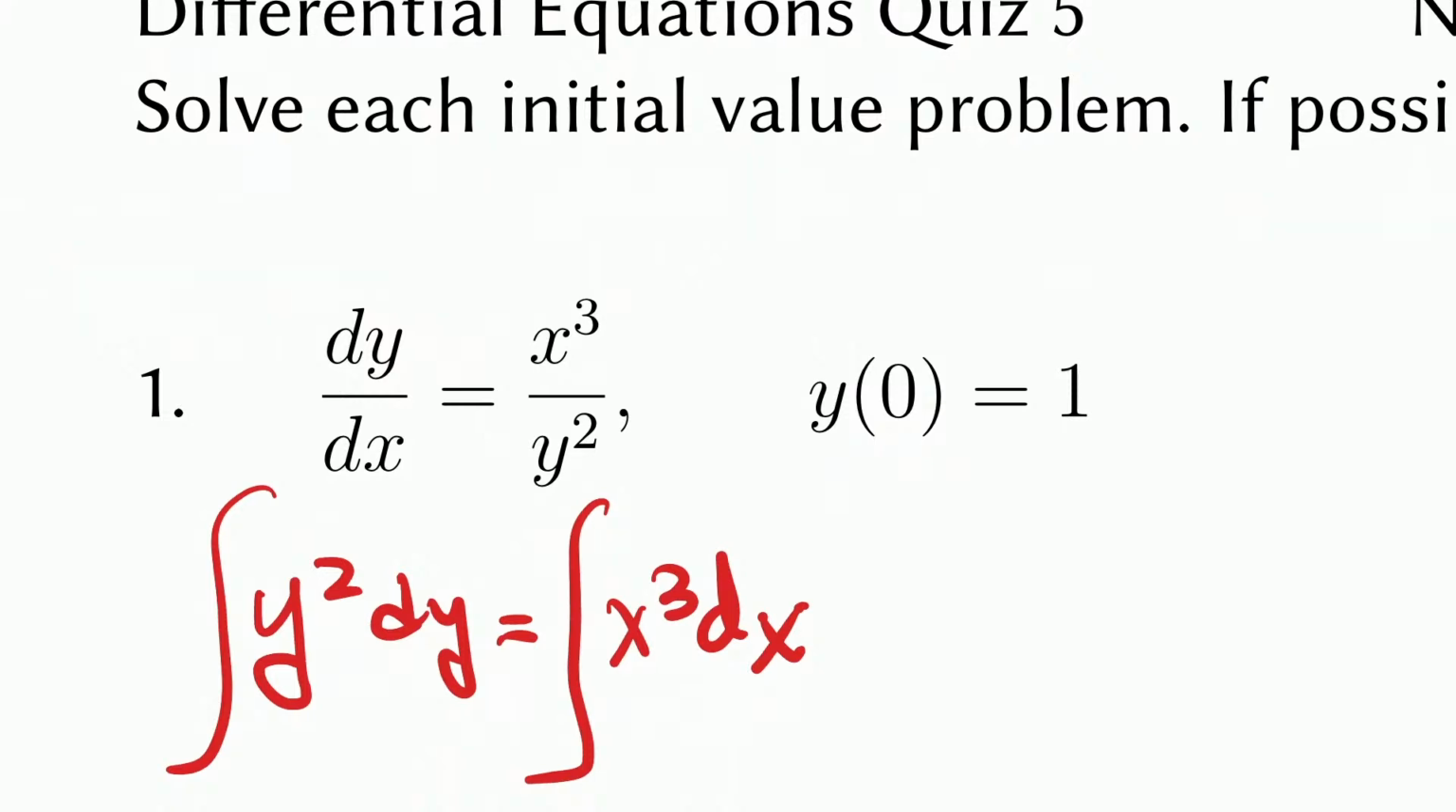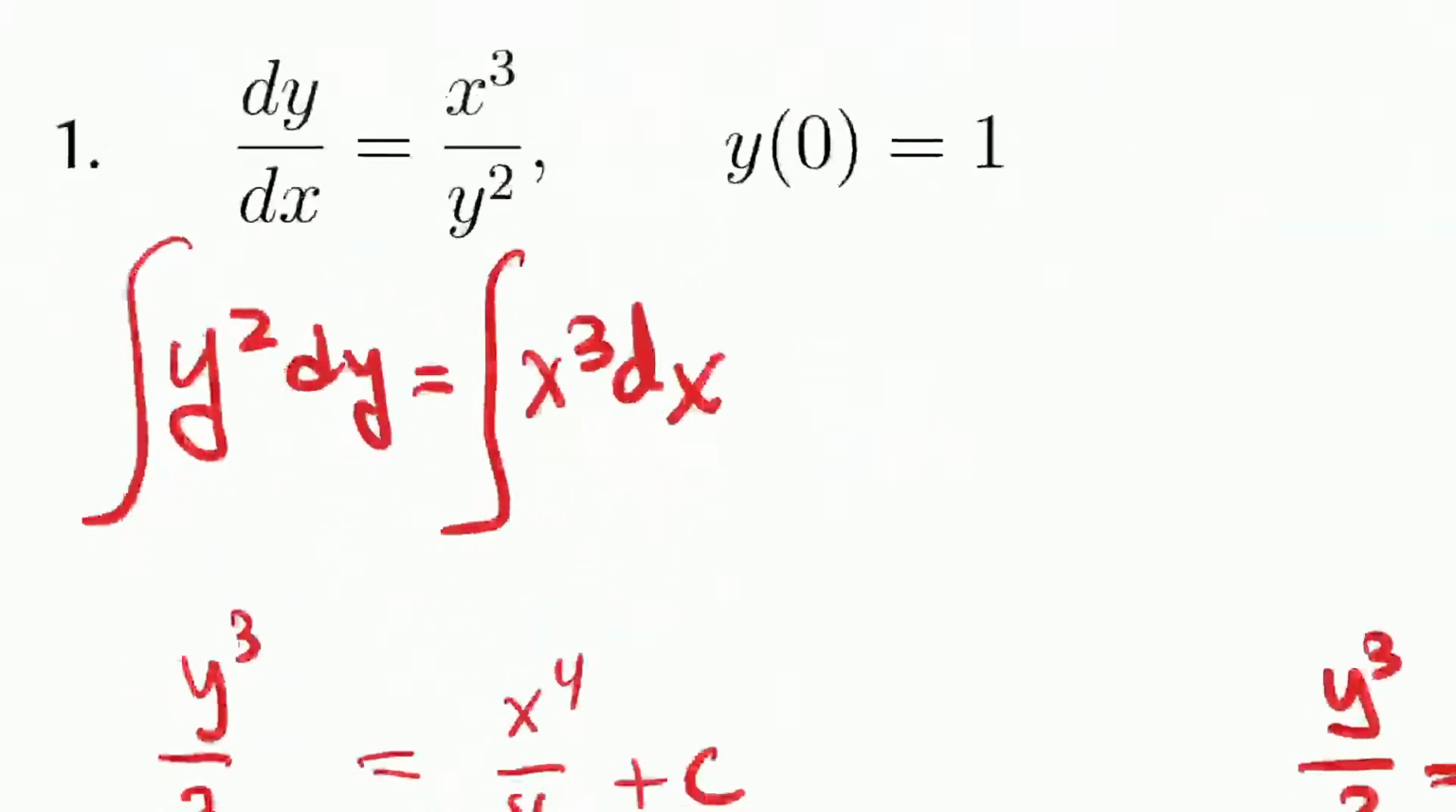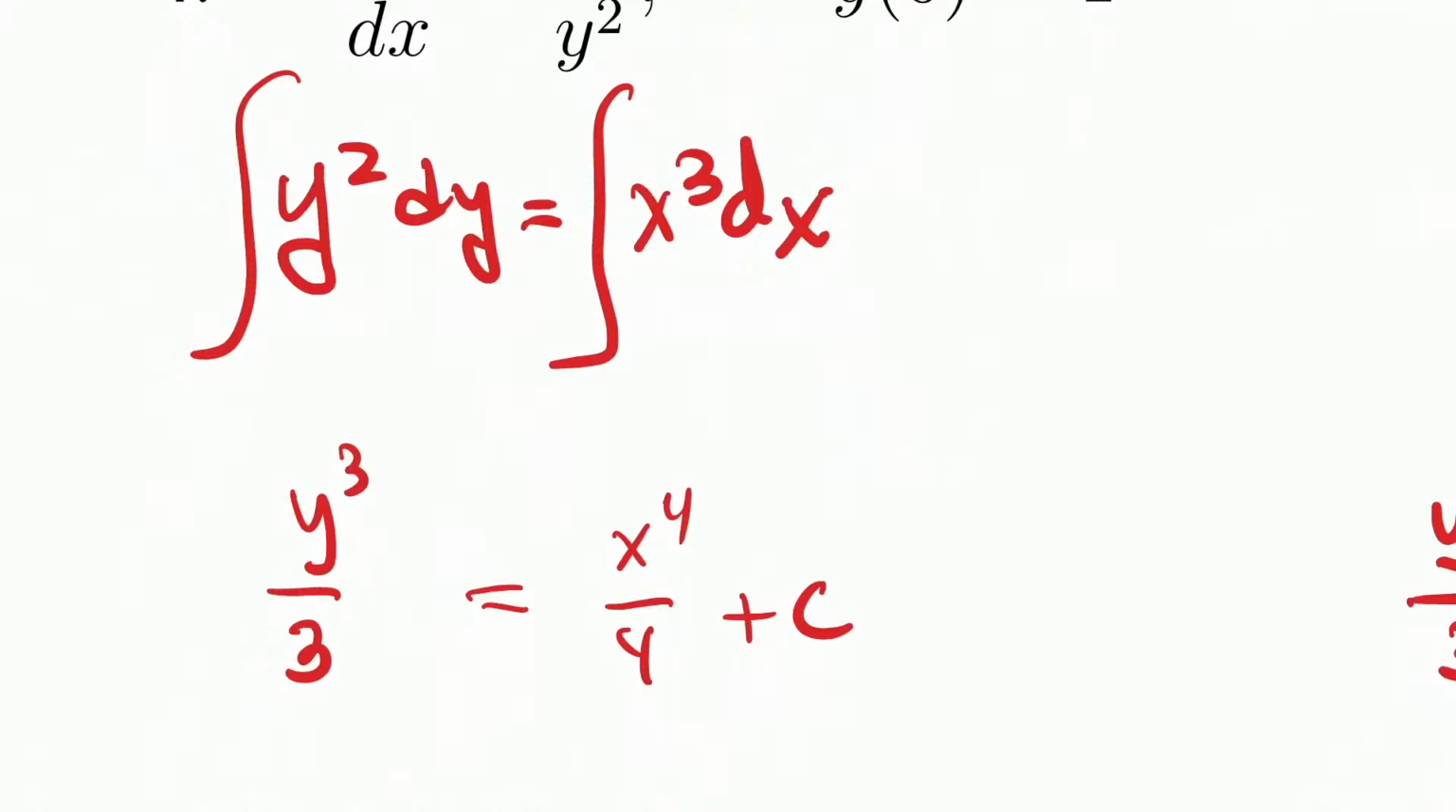Now we're going to integrate both sides. Hopefully you can handle doing the integral of y squared is y cubed over 3, x to the 4th over 4. Look okay? Throw a c in there somewhere. And then let's figure out.